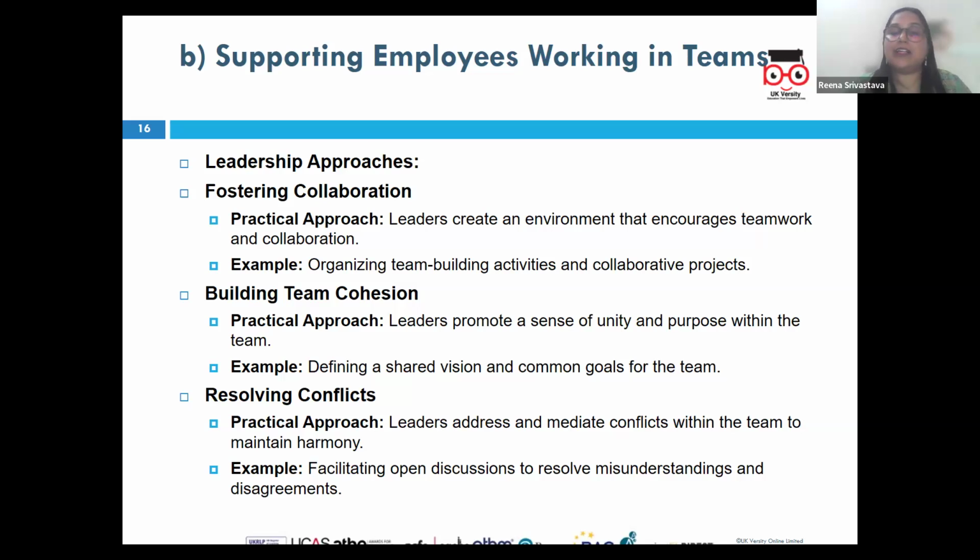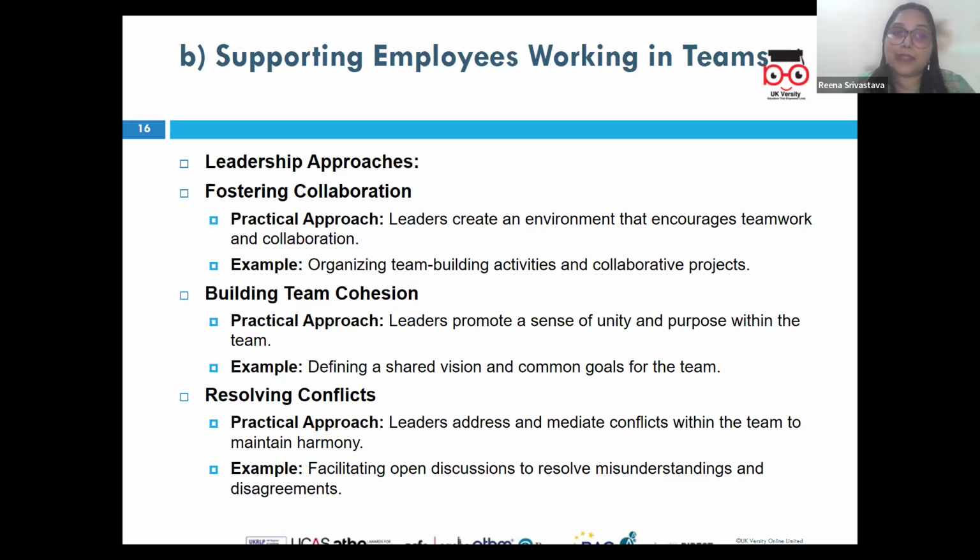You have to clearly define the goals, roles, and responsibilities, and you have to encourage open communication where the team members feel comfortable sharing their ideas and their concerns. Again, you have to trust your team members with decision-making power, and you have to allow them time and allow them to find their own solutions.